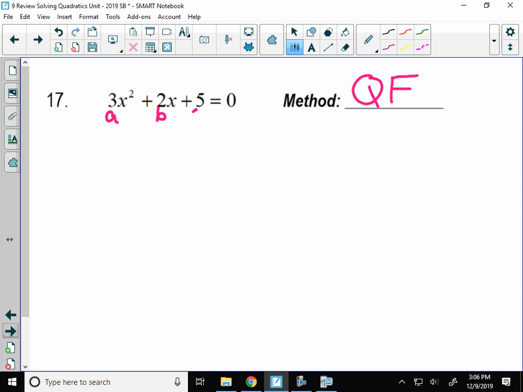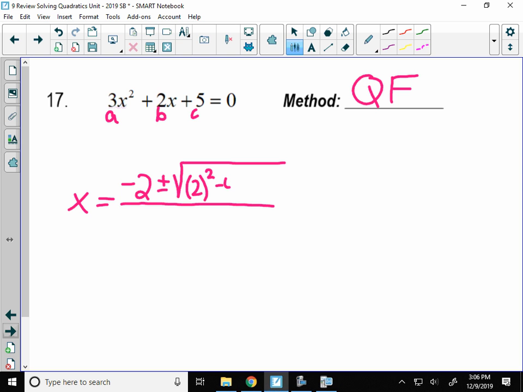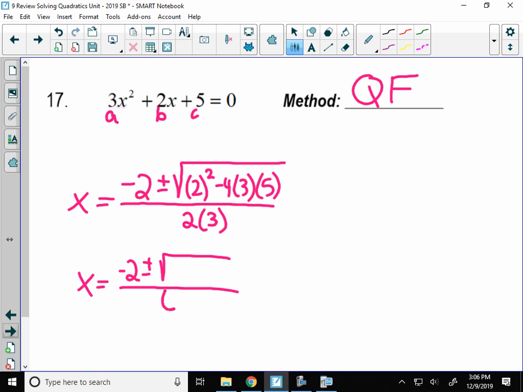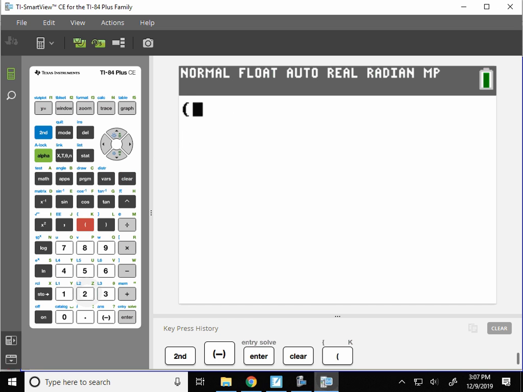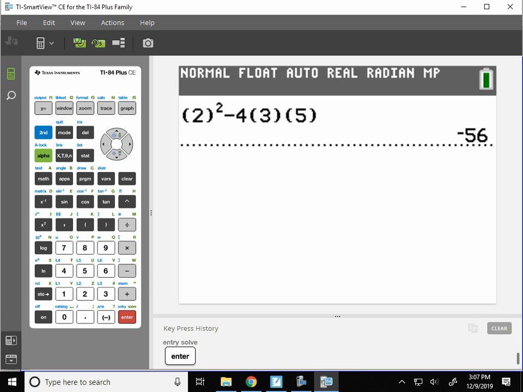In order to use the quadratic formula, I'm going to know my A, B, and C. And take the opposite of B plus or minus the square root of B squared minus 4AC all over 2A. Now I'm going to need my calculator here, and I'm going to calculate the value under the square root. So I'm going to calculate 2 squared minus 4 times 3 times 5, which gives me negative 56.